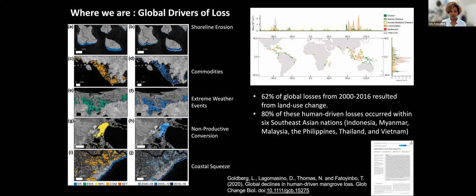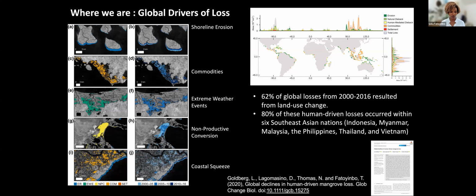We also were able to estimate what proportion of the losses was due to humans directly and which one was due to climate-related events. And we found that 62% of global losses from 2000 to 2016 resulted from land use change directly. And most of those losses were really concentrated in 6 countries, which are Indonesia, Myanmar, Malaysia, the Philippines, Thailand, and Vietnam. And the other areas, there was much less loss happening in mangroves, which of course is encouraging. But these are also the areas where we noticed that some of these climate-driven events are really having a lot of effect on the mangroves.